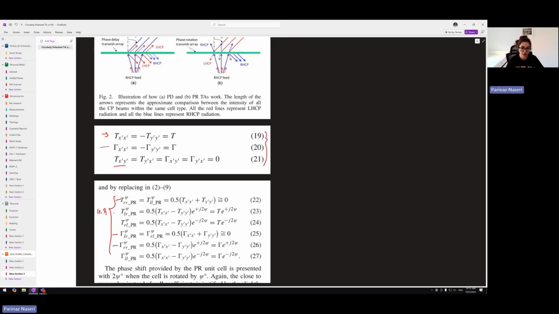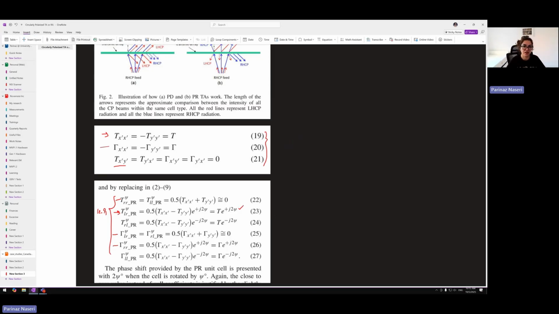And then the transmission coefficient of cross polarization in CP, RL, becomes the amplitude of T multiplied by, what is the phase? 2 psi. What was psi? The rotation angle of the unit cell compared to the coordinate system of the array.